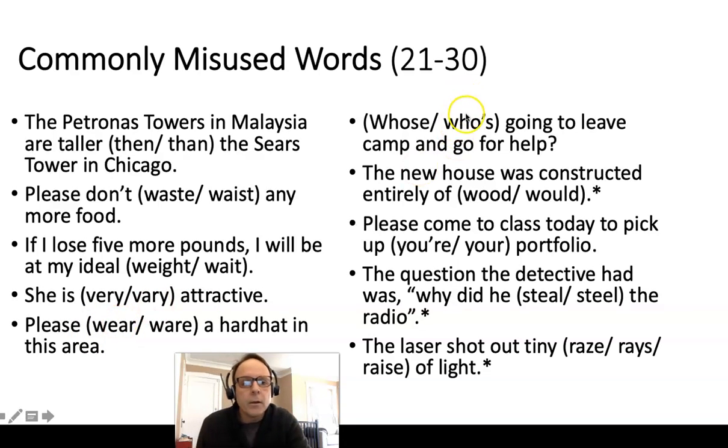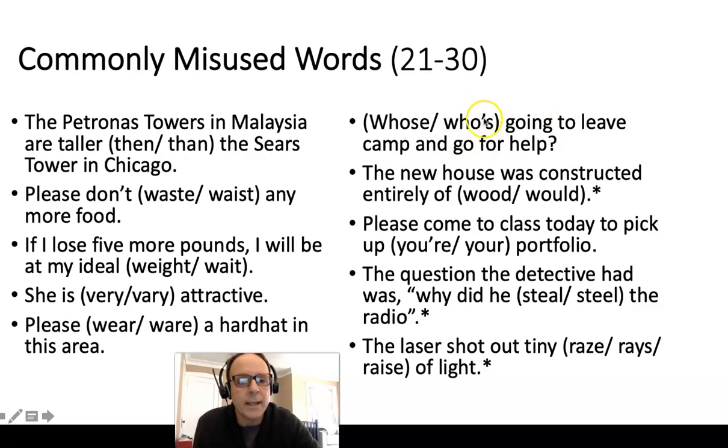Who's going to leave camp and go for help? Well, here's another one. I know most of these I don't have a clear rule, but this one has a very clear, easy to understand rule, I think. And it has to do with what this apostrophe is doing here. So this apostrophe is always replacing, unless it's a possessive, but in this case it's replacing a letter. So if you just basically insert the letter that it's replacing and read it out loud, you'll know whether it's correct or not. Who is going to leave camp?